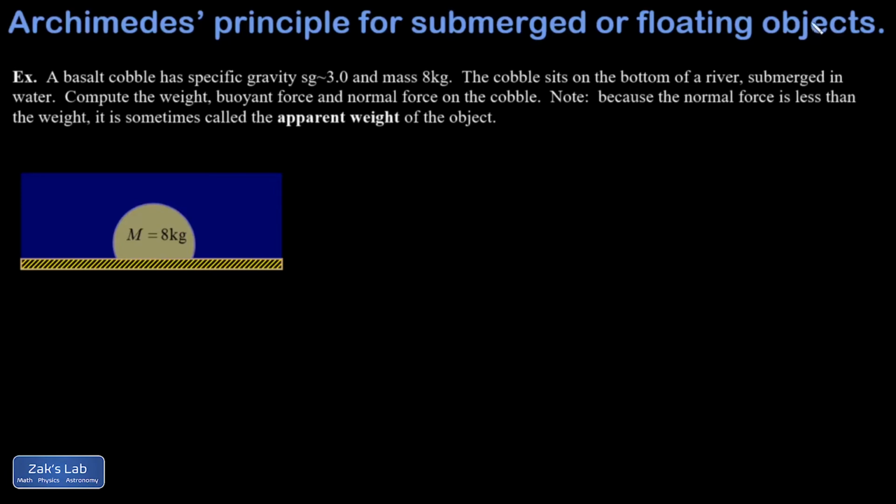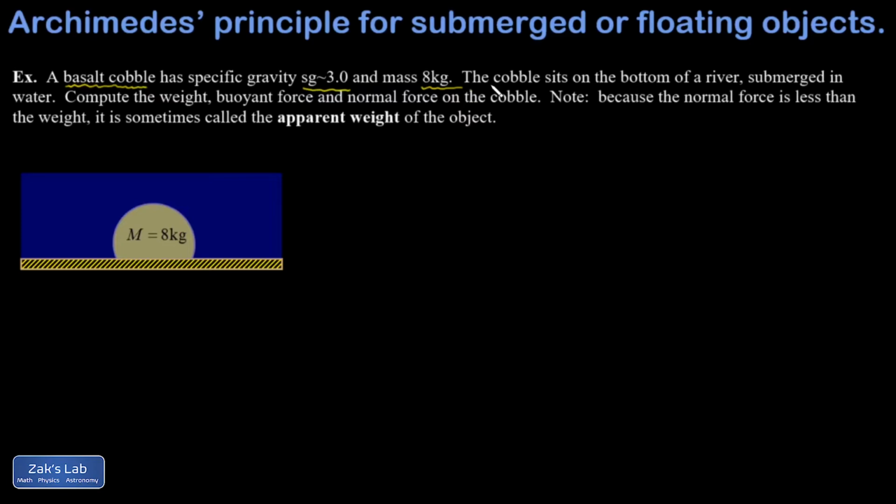Okay, let's apply Archimedes' principle now to an object that's submerged. So what I have here is a basalt cobble. Basalt is just the kind of rock that's rich in iron, so relatively dense. I gave it a specific gravity of 3.0 and a mass of 8 kilograms. And so it's sitting on the bottom of the river and, of course, submerged in water. And I'm asked to find the weight of this thing, the buoyant force on it, and the normal force on it.